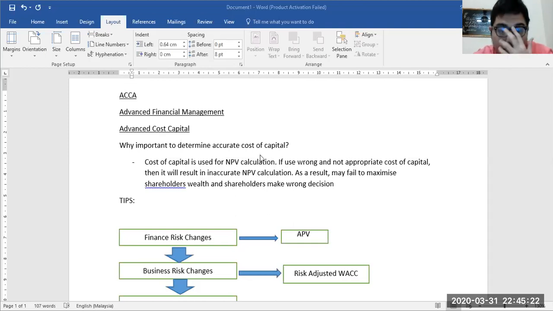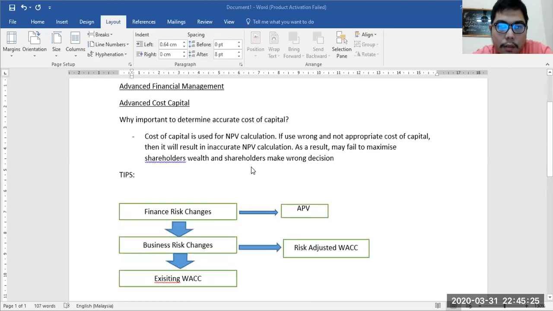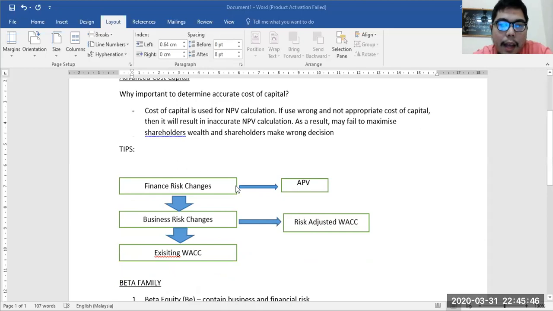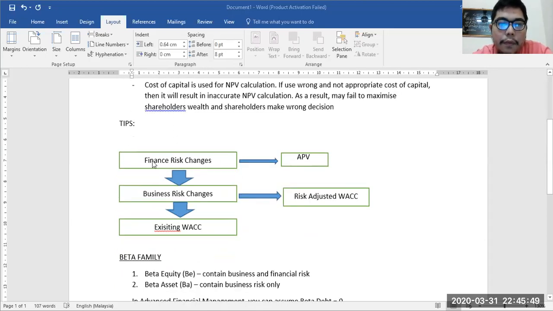So in the exam, students do not know whether or not they need to use APV, whether or not to use risk adjusted WACC, whether or not to use the existing WACC, the existing weighted average cost of capital. Here are some tips I give to you. If the question says there is a change in the capital structure, meaning that the financial risk changes, then you will be required to use the APV method.